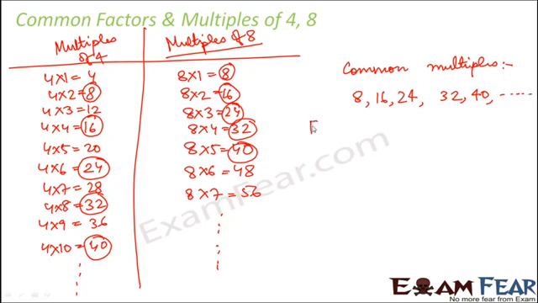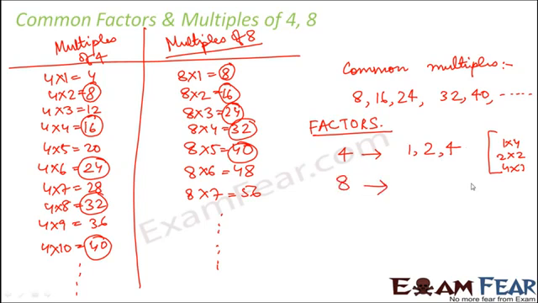Now you might ask, what about factors? So for that we will have to determine the factors first. So what are the factors of number 4? It has 1, 2, 4, because 4 can be written as 1 into 4, 2 into 2, 4 ones are 4. So based on this you can say that 1, 2 and 4 are factors of 4.